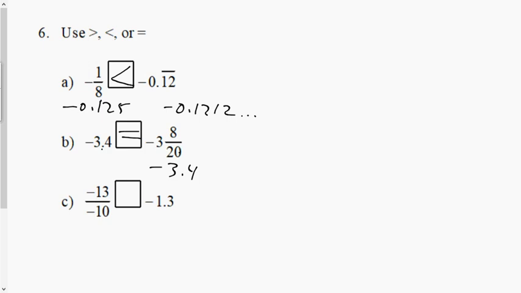And this is the tricky one here. -13 over -10, and a negative divided by a negative, when I convert it to a decimal, will be positive. Positive is actually 1.3. And a positive 1.3 is always greater than a -1.3, and therefore it is greater than. A lot of people said this was a -1.3, but if that was true, this would have to be negative, and that would be a -1.3.